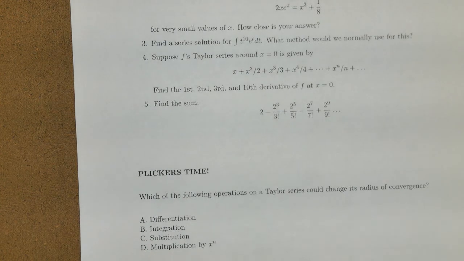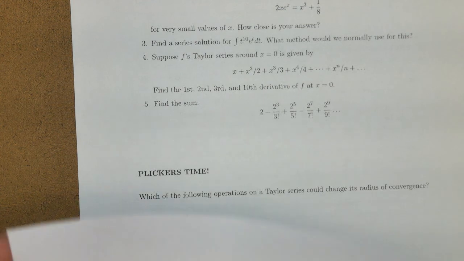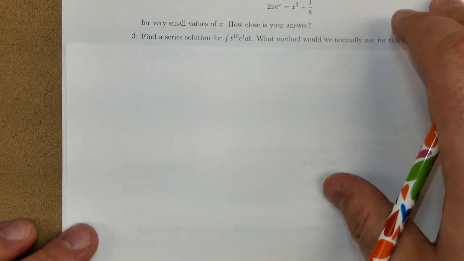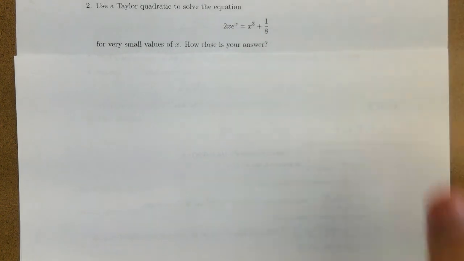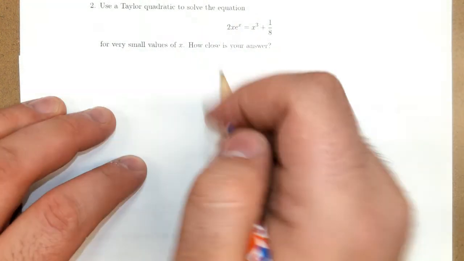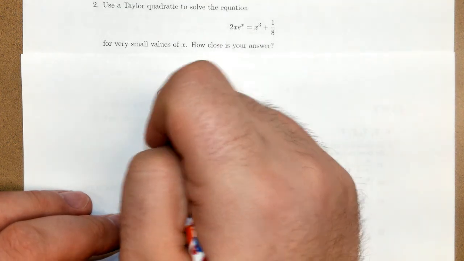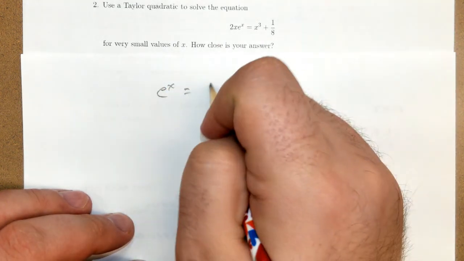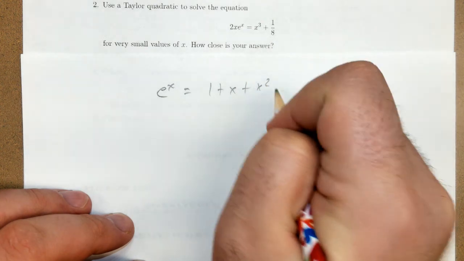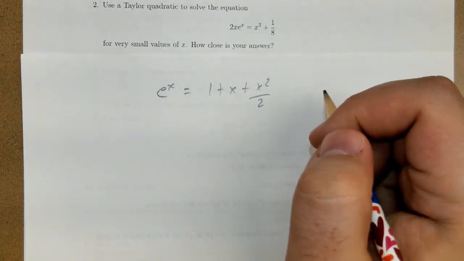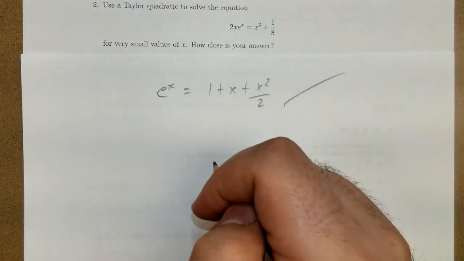Okay, so the next problem says, use a Taylor quadratic to solve the equation for very small values of x. How close is your answer? So they very specifically say use a quadratic, because this problem is kind of designed to work, let me say. So e to the x would be 1 plus x plus x squared over 2 factorial, but I'll just write 2. And I don't want the rest because I want a quadratic.